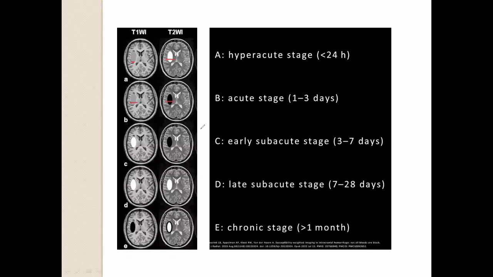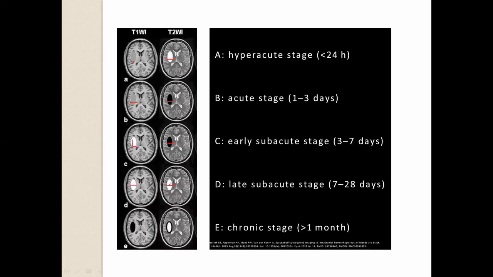Then the subacute phase basically starts from the second day till the 28th day, or second till the fourth week. It can be divided into early subacute phase, 3 to 7 days. Now the bleed on T1 gets brighter. It appears hyperintense, but on T2 it is hypointense.